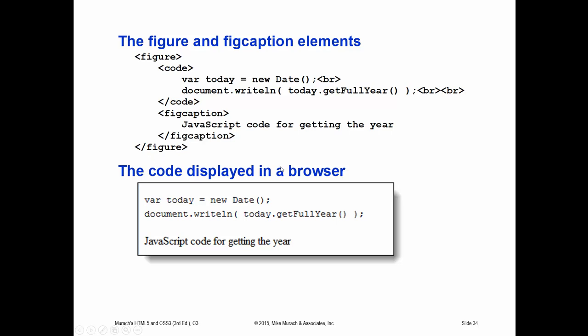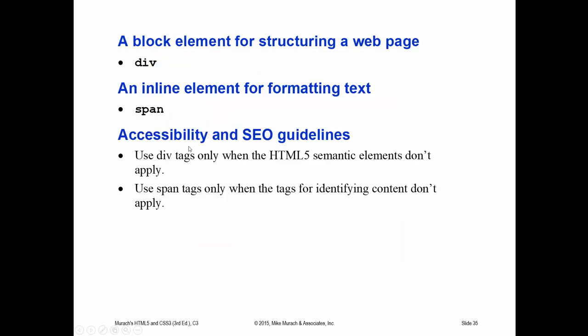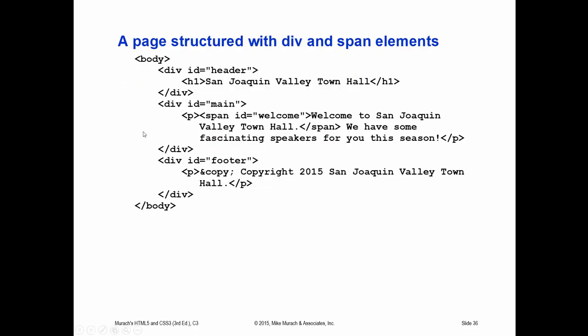All right. Figures, I'm not going to run through right now. This is a really bad example because figures are usually pictures. All right. Divs and spans. Now, the author says here, use div tags only when the HTML semantic elements don't apply. Use span tags for identifying content that doesn't apply. Well, let's take a look at examples.